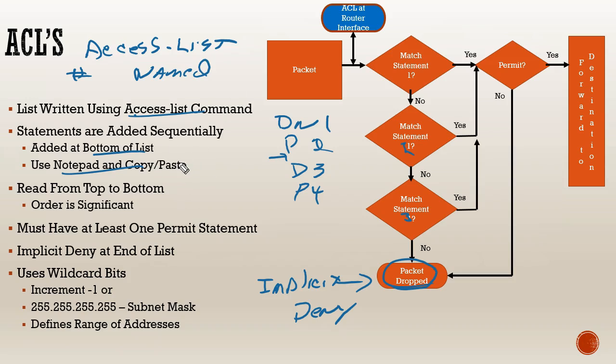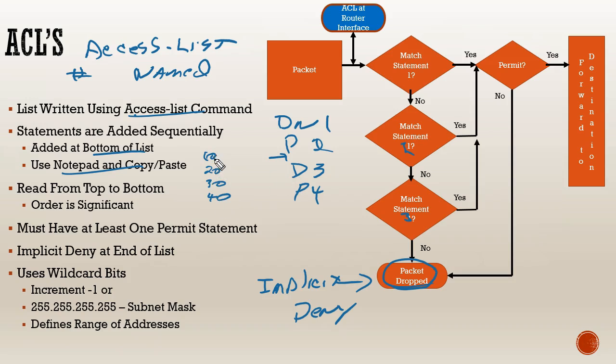If we do a named list, and we'll talk about what they look like, it's the same process, but we give it a name instead of giving it a number. The number that we give it will automatically tell it whether it's a standard list or not. So if we do a named list, then we're going to number the command.